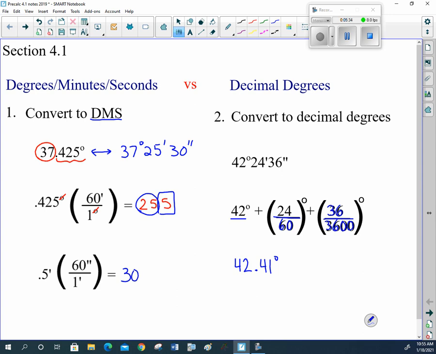Okay, so let's pull up calculators and see if we can figure out where these buttons are and how to use them on our calculator.